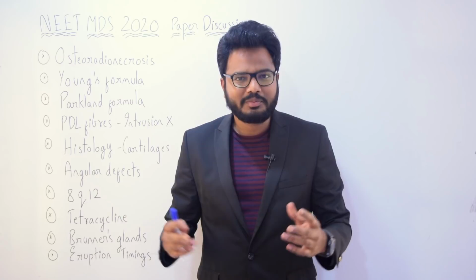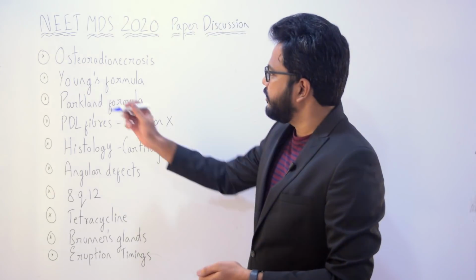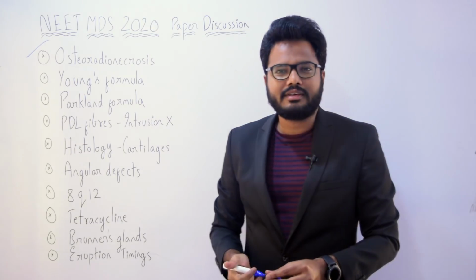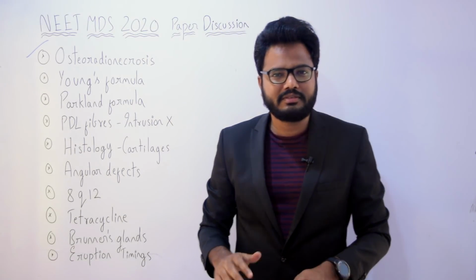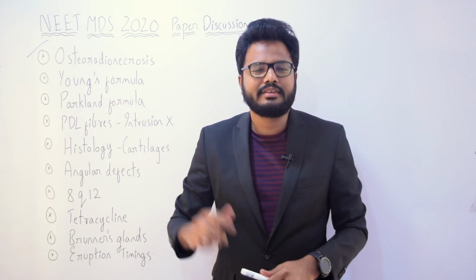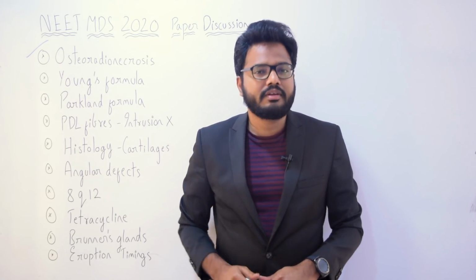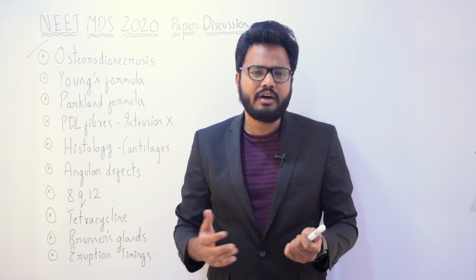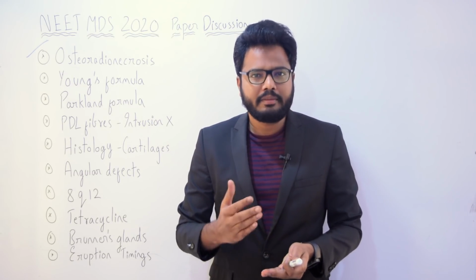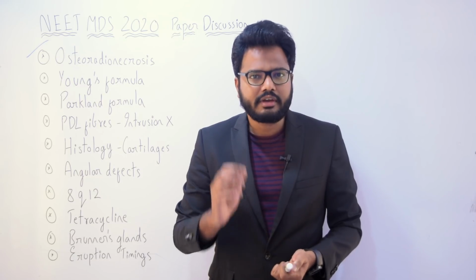So let's proceed with our discussion, starting with osteoradionecrosis. We have discussed osteoradionecrosis n number of times, but for the sake of completion, let's discuss the same again. Osteoradionecrosis is one of the most serious clinical complications that occurs in bone after irradiation. The higher the radiation dose absorbed by the bone, especially more than 60 gray, the greater the risk for osteoradionecrosis. Consider this very, very important, right? And also, as you know, we have hypocellularity, hypovascularity and hypoxia, three important features of osteoradionecrosis.